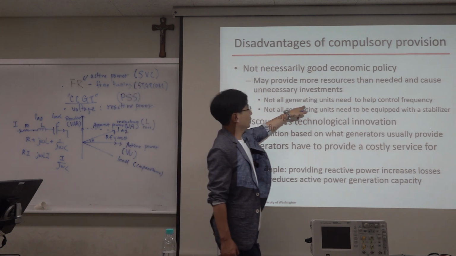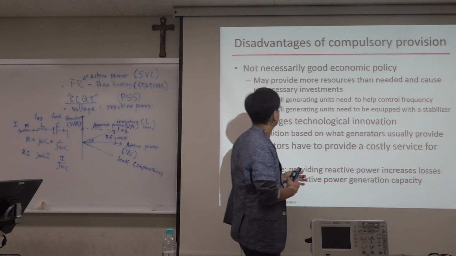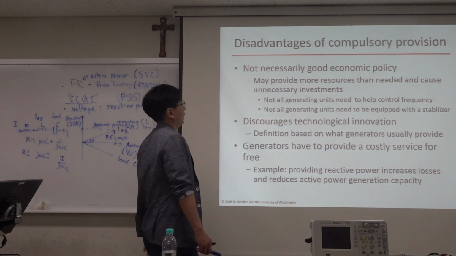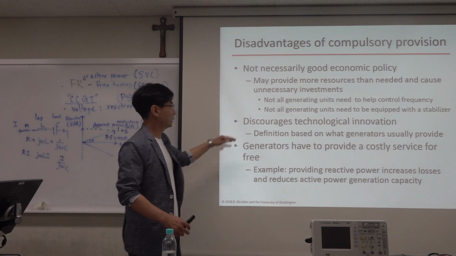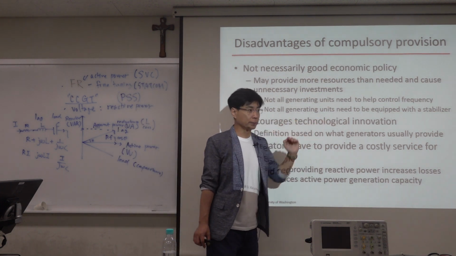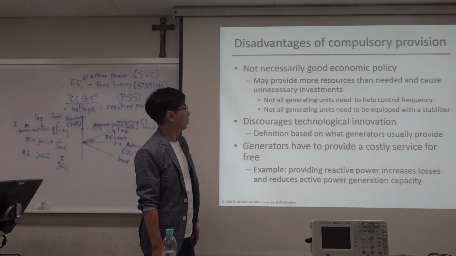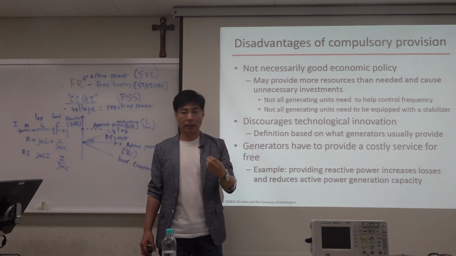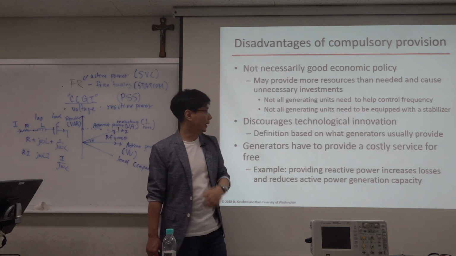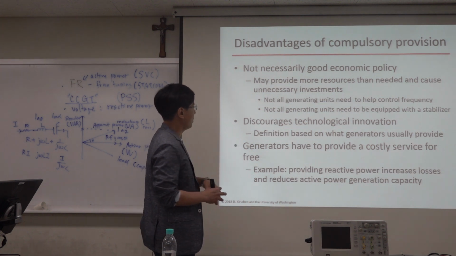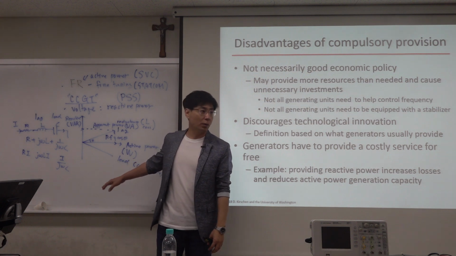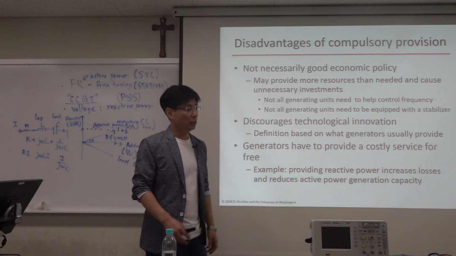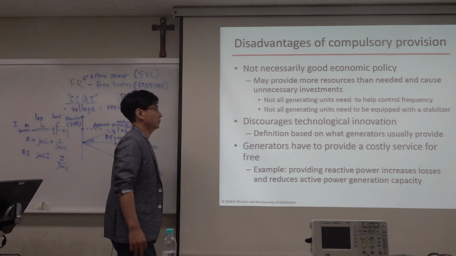So not all generating units need to control frequency, or not all generating units need to be equipped with a stabilizer. Okay? And also, this kind of compulsory provision discourages technological innovation. What is the original purpose of generator? Original purpose of generator is to provide active power, right? Yeah. But if we impose too much duty on providing reactive power, then the innovation of increasing the efficiency of providing active power is prohibited, for example.